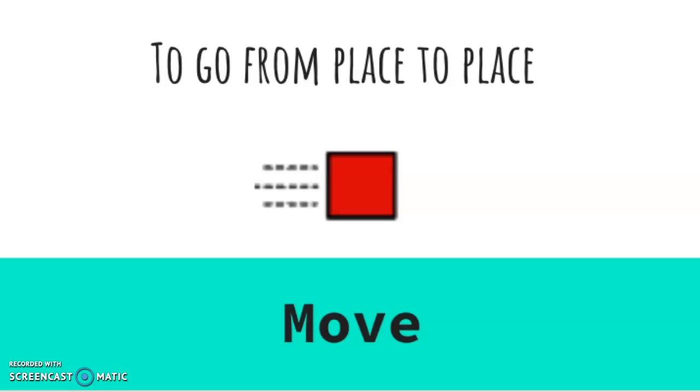The next vocab word is move. Move means to go from one place to another place. All day long, we are moving around. When we are walking, running, driving, or riding a bike, or even when we're dancing, we are moving.